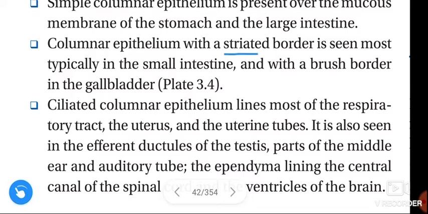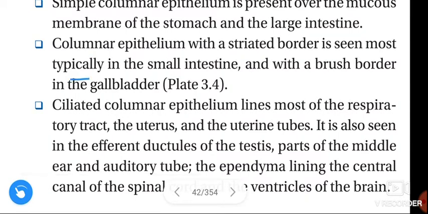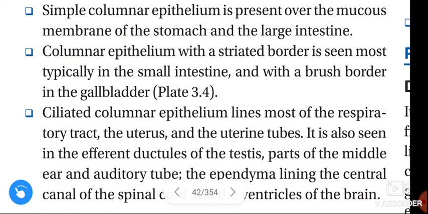Columnar epithelium with a striated border is seen most typically in the small intestine and with a brush border in the gallbladder.